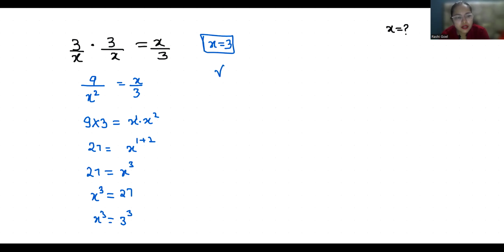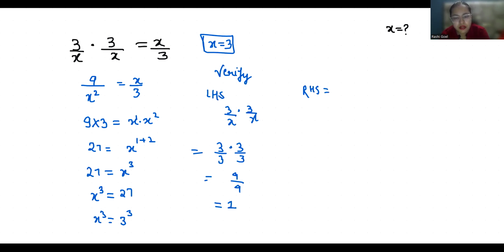Our LHS, left hand side, is 3 by x times 3 by x. So that is 3 by 3 times 3 by 3, which is equal to 9 by 9, that is 1. Our RHS is x by 3, that is 3 by 3, this is also 1, so it is verified. So our value of x is 3.